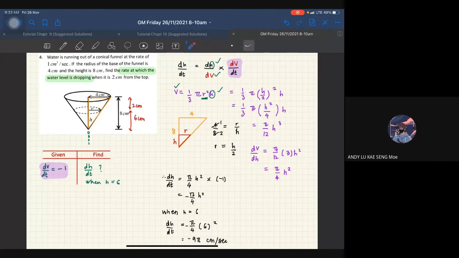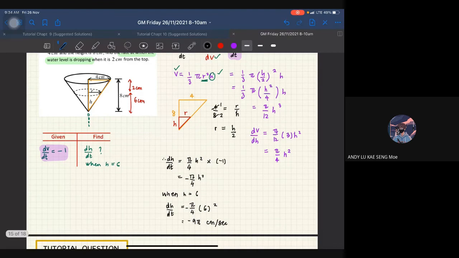So saya padam this one, and also this one. Okay, so kita buat lagi sekali. Okay, so saya ada dH dt adalah dH dV. So my dH dV is 4 over pi h square. Simplify, I will get -4 over pi h square, like that. Okay, so kita ada -4 divide by pi h square is 36.